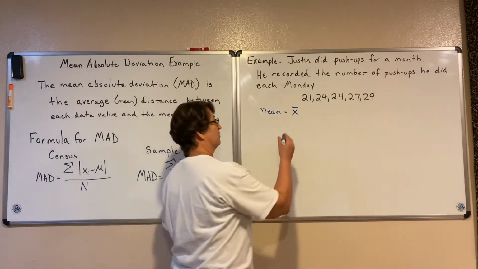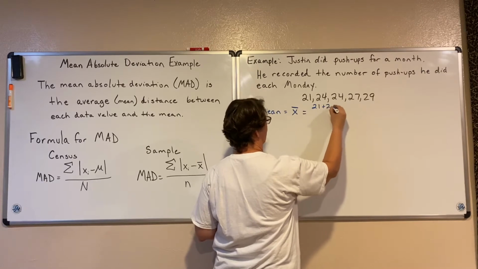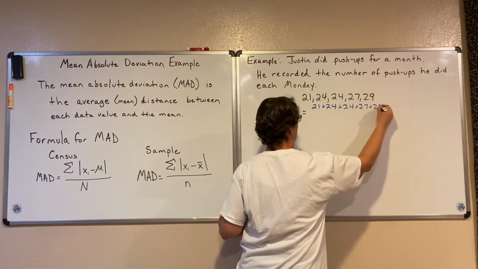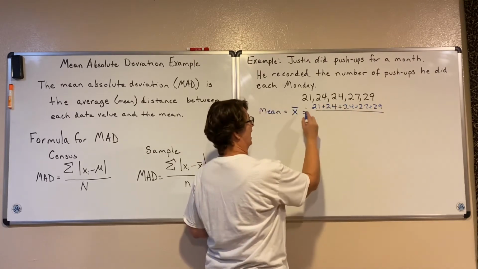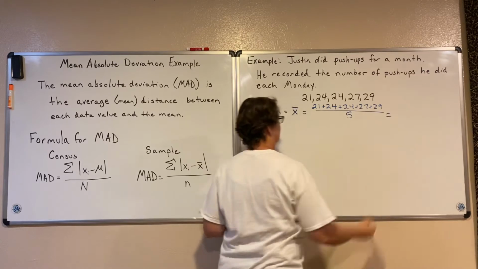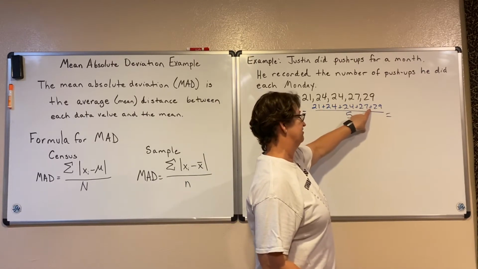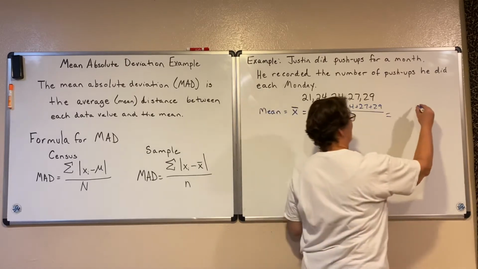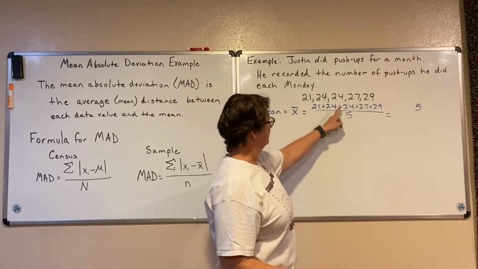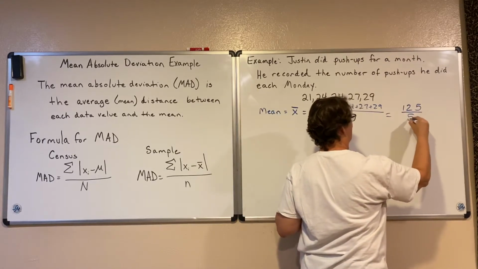In order for us to be able to find the average distance from the mean, we have to find the mean of the data. So I'm just going to take all my data values and add them together and divide by however many I have. In this case, 1, 2, 3, 4, 5. So I add this up. I have 5 plus 4 is 9, plus 7 is 16, plus 9 is 25. Carry your 2. 2, 4, 6, 8, 10, 12. So I have 125 when I add all that up.